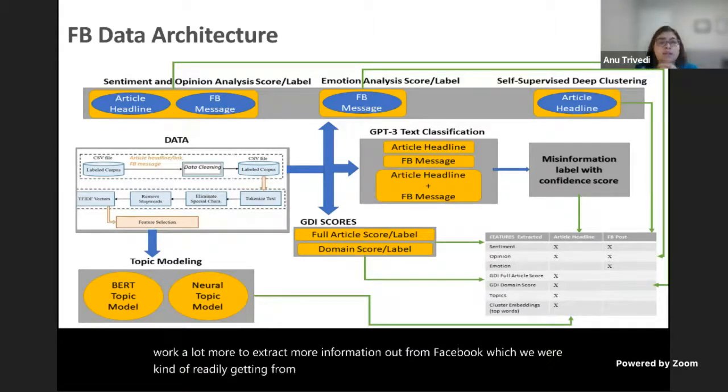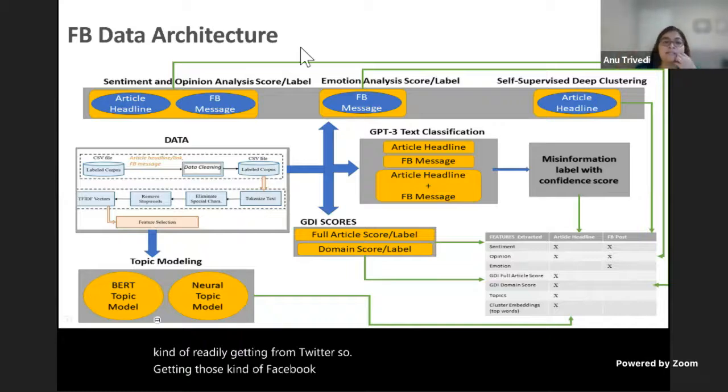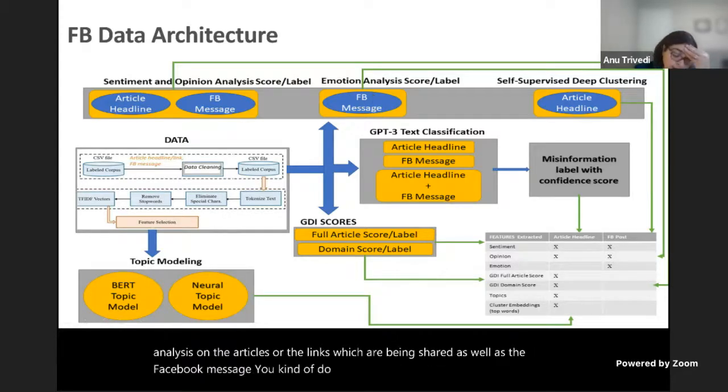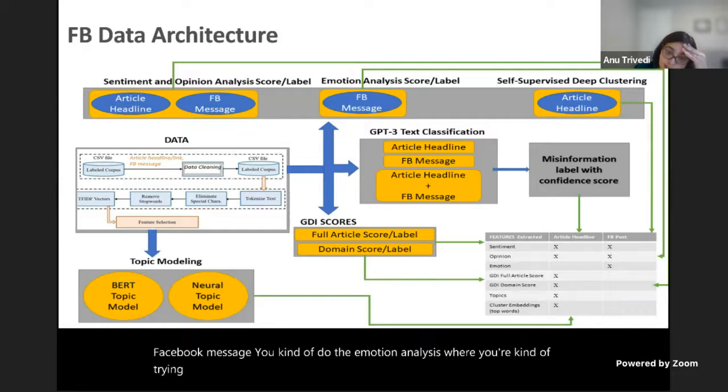So with that Facebook data, we do a sentiment and opinion analysis on the articles or links being shared, as well as the Facebook message. You do the emotion analysis where you try to see the sentiment, and Facebook has more sentiments around a post. It has 7 or 8 sentiments. I think in Twitter it's just 3.